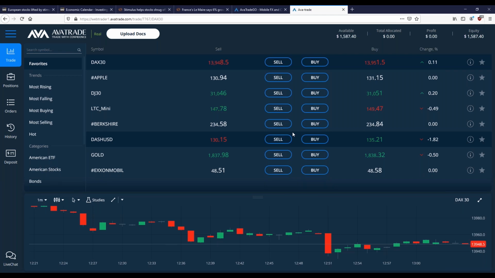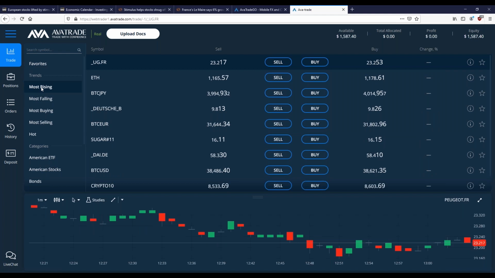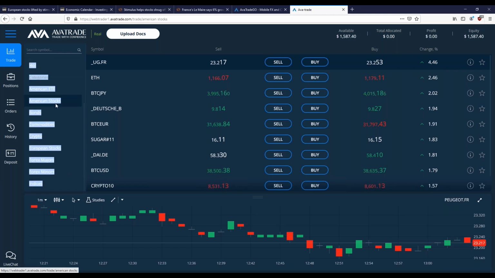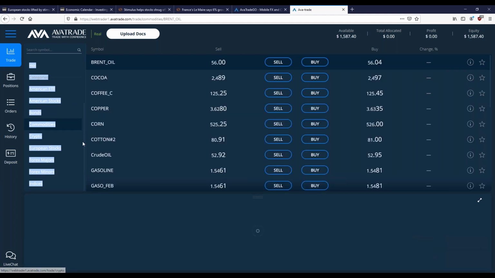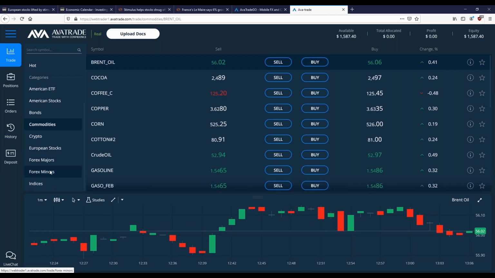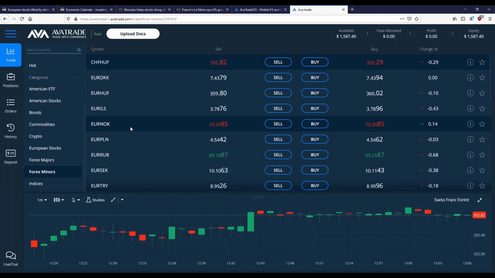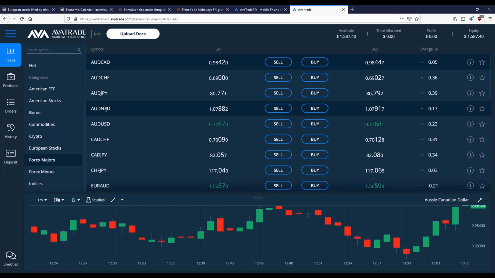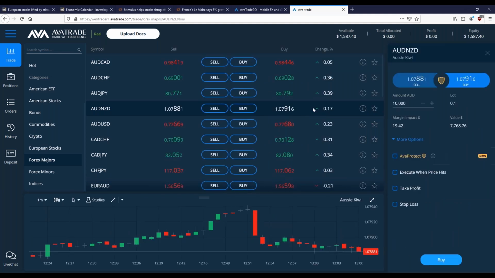Now, what I wanted to show you here, because we're talking about risk management a bit, is if we trade on something that has AvaProtect on it, let's say a currency pairing or gold or silver, you'll see that the options in the order window allow you to manage risk in a way that makes it easier. So if we go to Forex minors, Forex majors, whatever it is, let's maybe do Australia, New Zealand. Let's say we wanted to buy on the Australia, New Zealand.